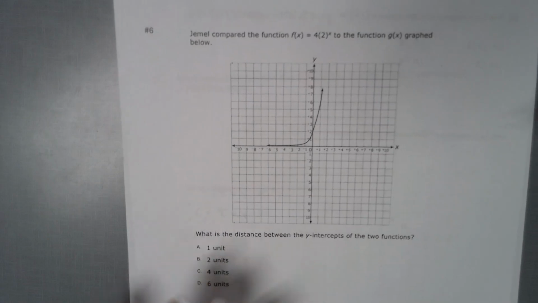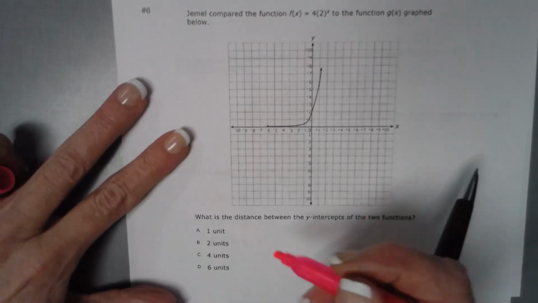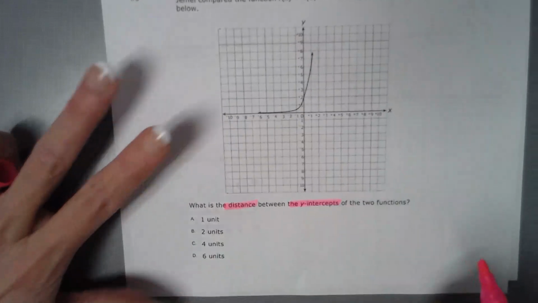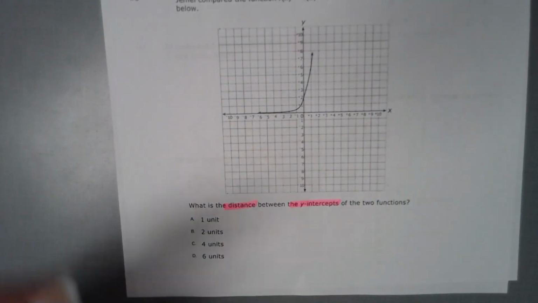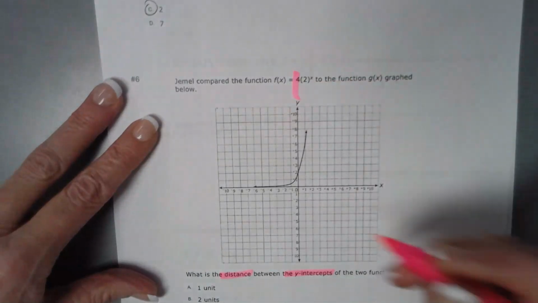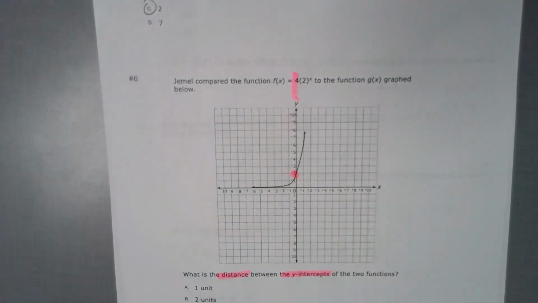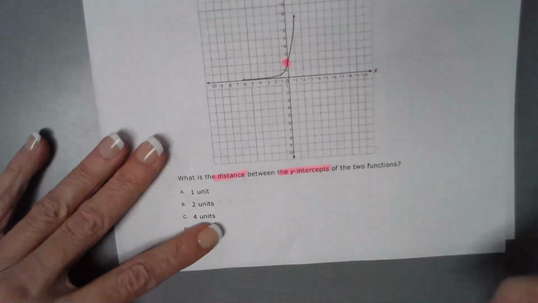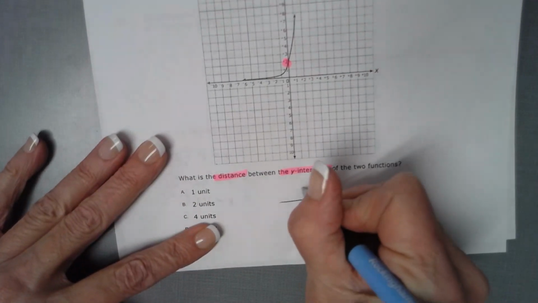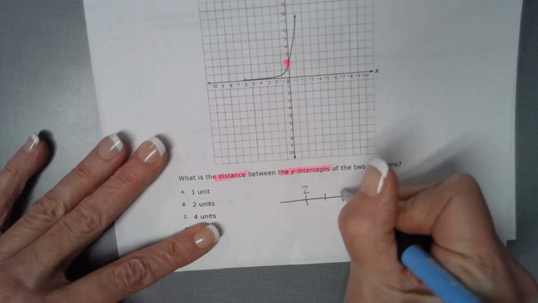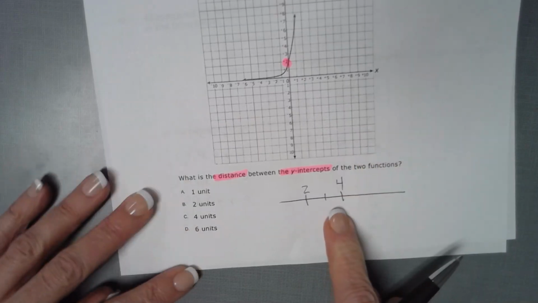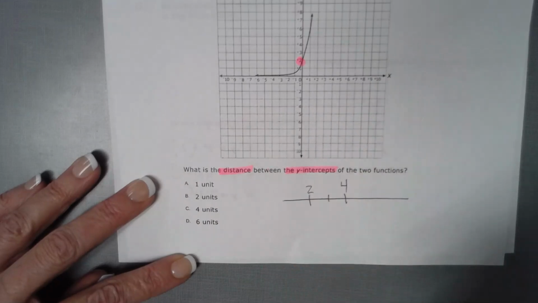Okay, number 6. The distance between the y-intercepts. I'm wearing y'all out with y-intercepts. Distance between the y-intercepts. So here, the y-intercept is 4. Here, the y-intercept is 2. 2, 3, 4. What's the distance between 2 and 4? 2.